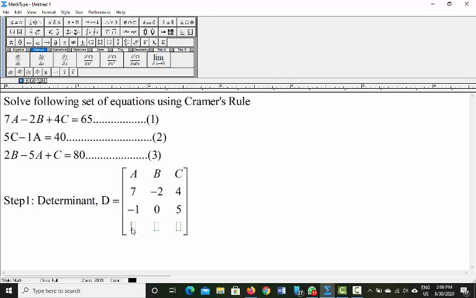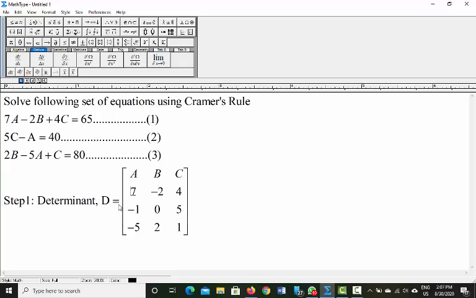Now let us move to the third equation. The coefficient of A is equal to minus 5. The coefficient of B is equal to 2. The coefficient of C is equal to only 1, so the coefficient of C is equal to 1. So these are the coefficients, and this is the matrix.